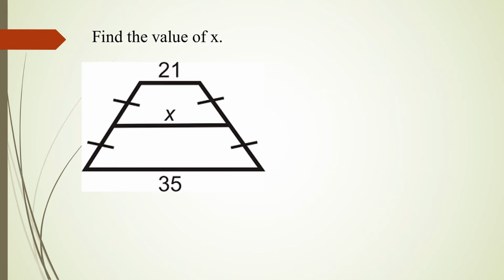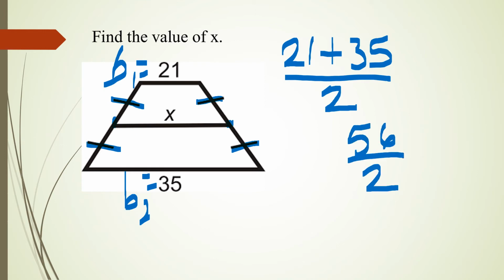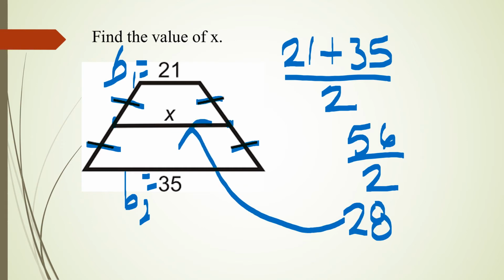Here we have another trapezoid, but this time notice that these two points are the midpoints because they're dividing it into two equal parts. But this is also an isosceles trapezoid, so the same formula applies. You're still going to take base 1 and base 2 and add those two together. So that's 21 plus 35 divided by 2. We end up with 56 divided by 2, which is 28. And 28 is between 21 and 35.